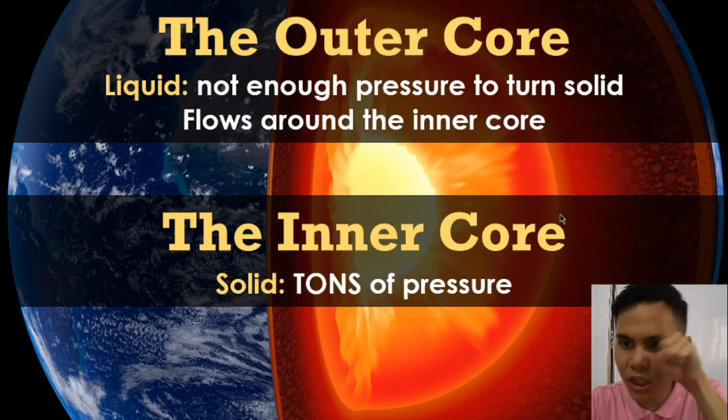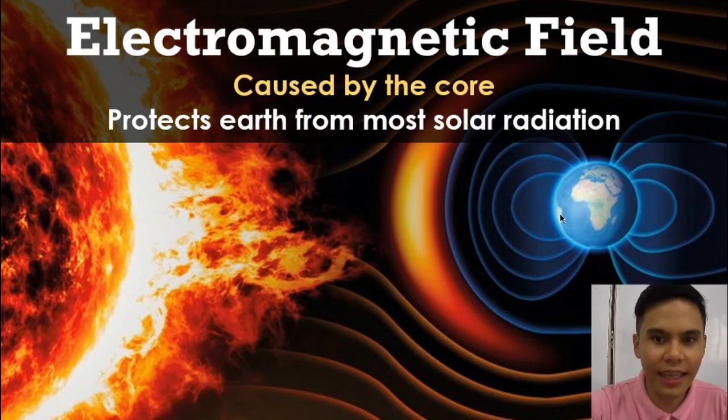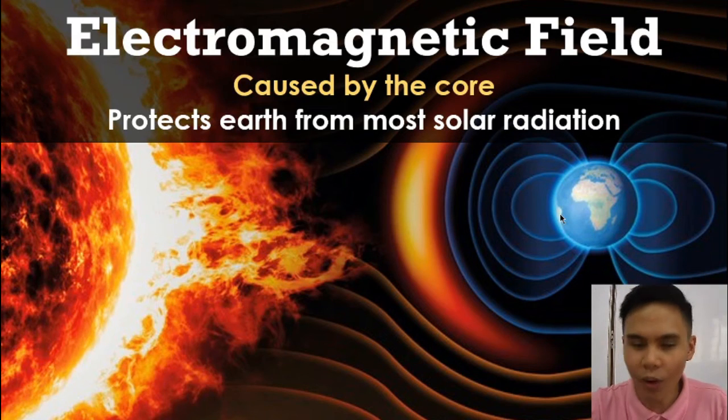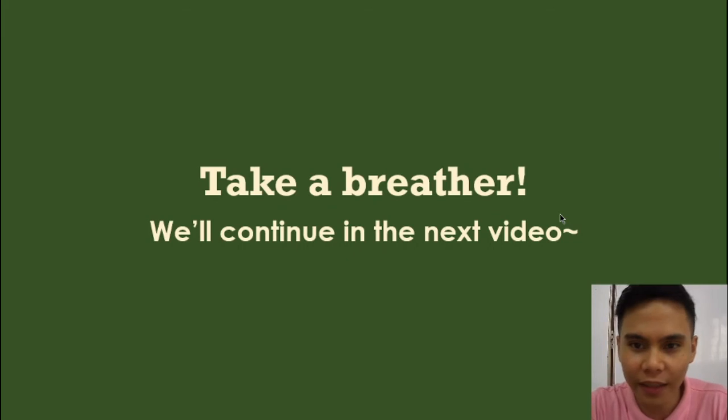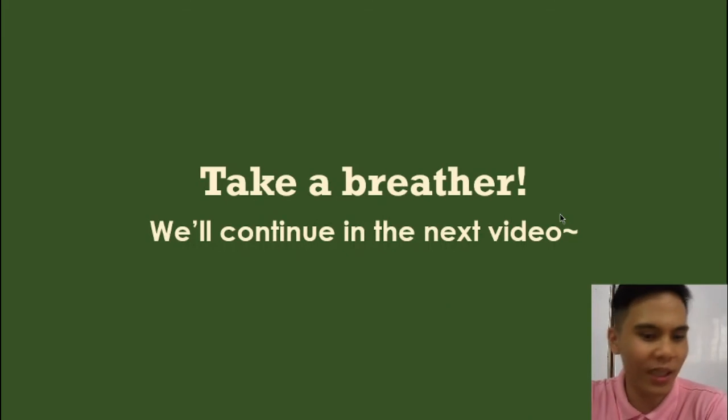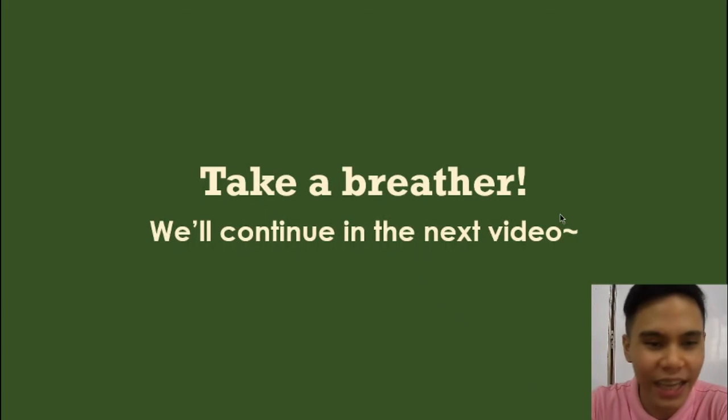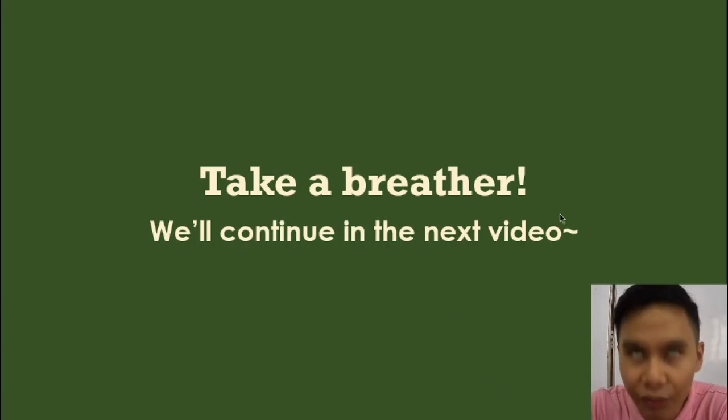The outer core spins around the inner core, creating an electromagnetic field. It's caused by the core, and it protects the Earth from most of the solar radiation from the sun. Without the electromagnetic field, we'd all be fried. Fun, right? So we'll take a breather and we'll continue in the next video because that's pretty heavy, and the next video is even heavier.